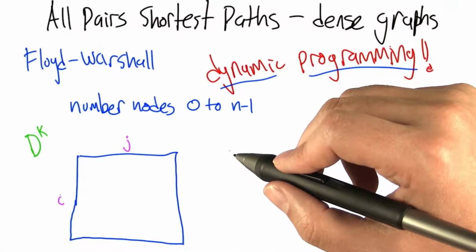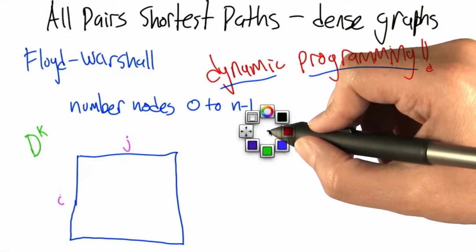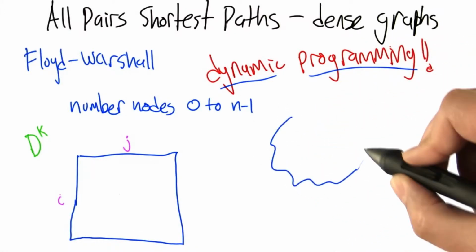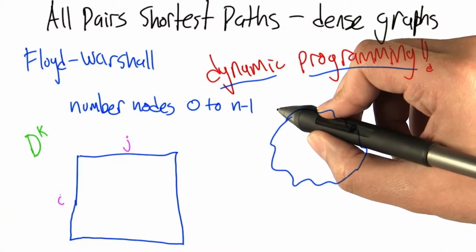So I'm going to talk a little bit about an algorithm called Floyd-Warshall, after two of the inventors of this algorithm back in the early 60s. And it uses an idea called dynamic programming, which sounds so much cooler than it actually is. That being said, it actually is a very cool idea.